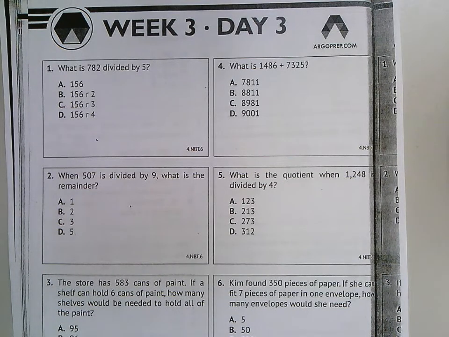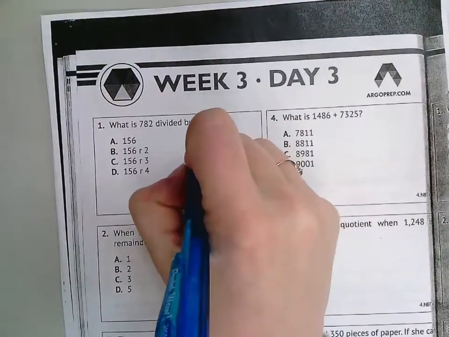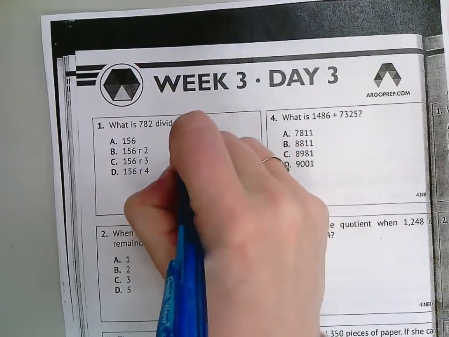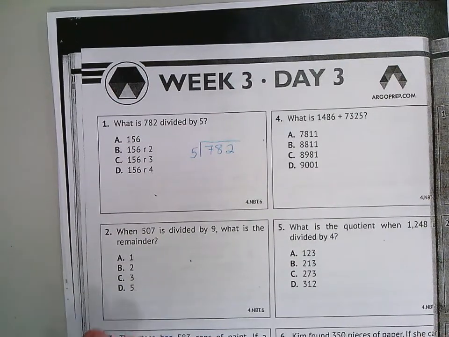Number 1, it says, what is 782 divided by 5? So if I set up 782 divided by 5, I'm going to show it using our traditional long division. I know some people were using a box method, and if that was you and you are stuck on any, make sure you come talk to me so we can go over that method together.